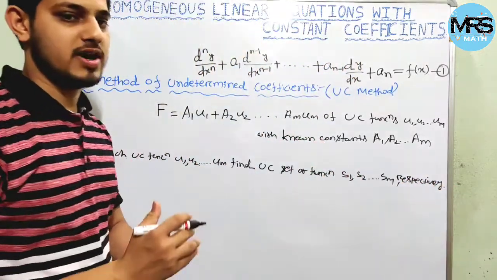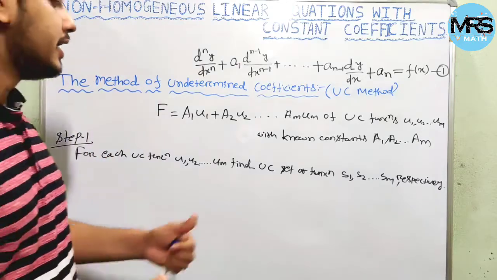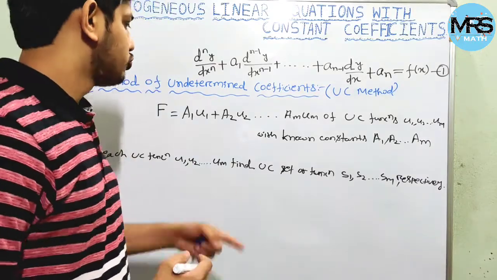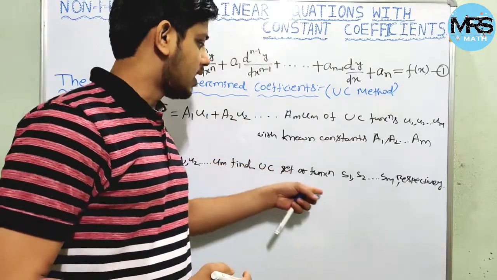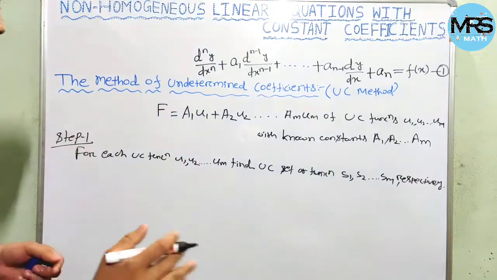Okay, this is our first step. We know how to find the UC set of functions, right? So for each u1, u2, ..., un, we have to find s1, s2, ..., sm. Okay, this is the first step.